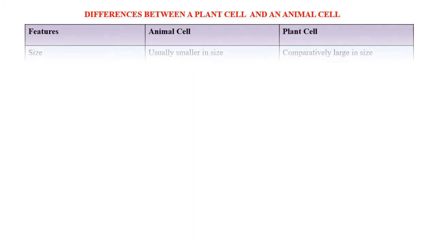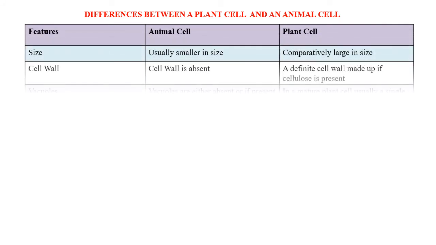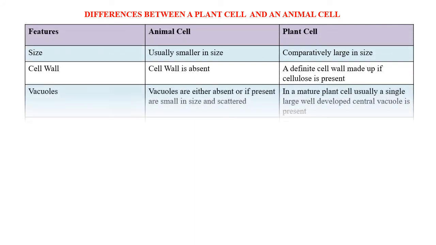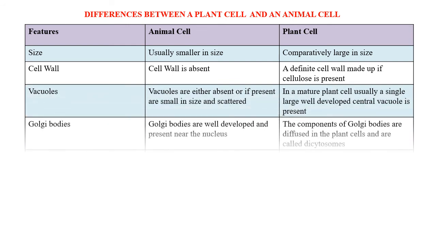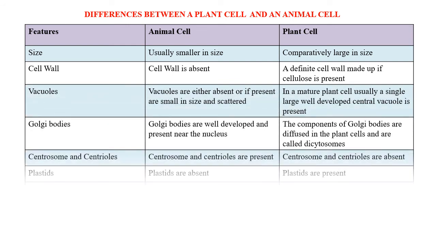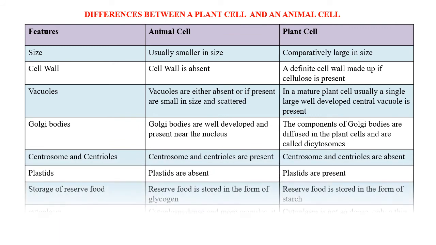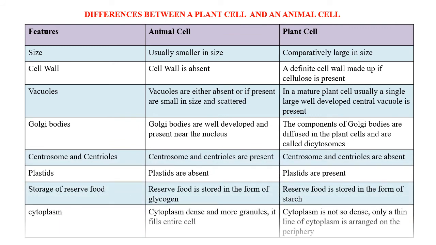Differences between a plant cell and an animal cell. The following table shows us the difference between an animal cell and a plant cell based on the following features. Size. In animal cell, it is usually small in size. Plant cell, comparatively large in size. Cell wall. Cell wall is absent in animal cell. In plant cell, a definite cell wall made up of cellulose is present.